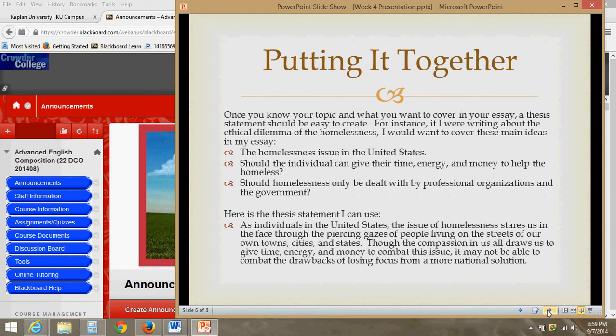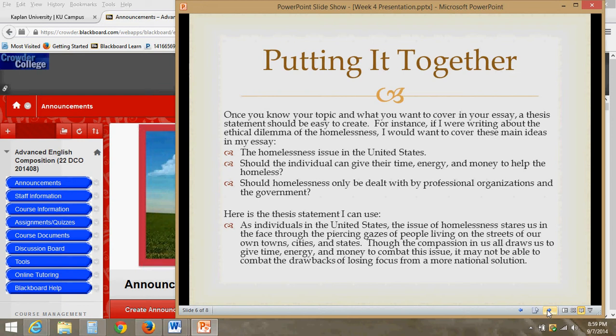So my thesis statement, once I think about those elements and put them all together, might be: "As individuals in the United States, the issue of homelessness stares us in the face through the piercing gazes of people living on the streets of our own towns, cities, and states. Though the compassion in us draws us to give time, energy, and money to combat this issue, it may not be able to combat the drawbacks of losing focus from a more national solution."